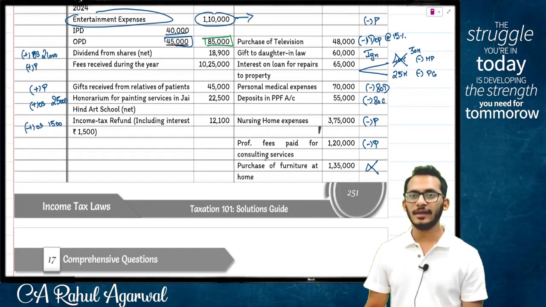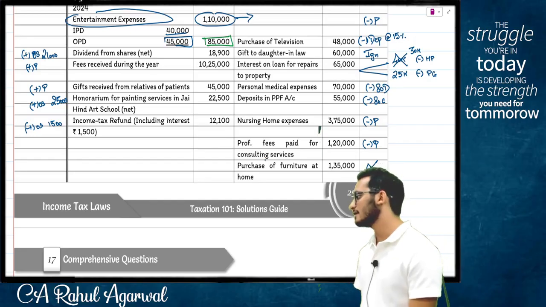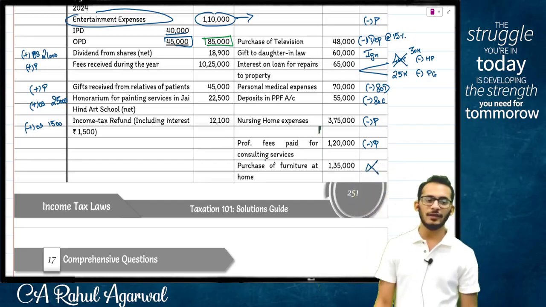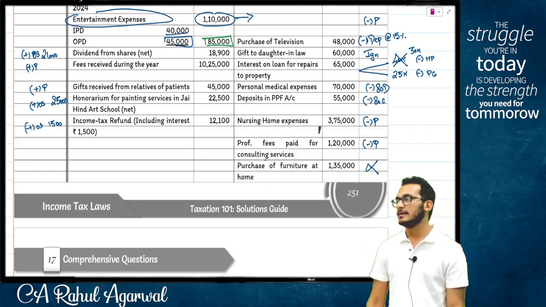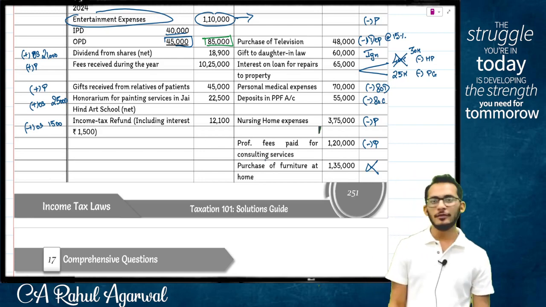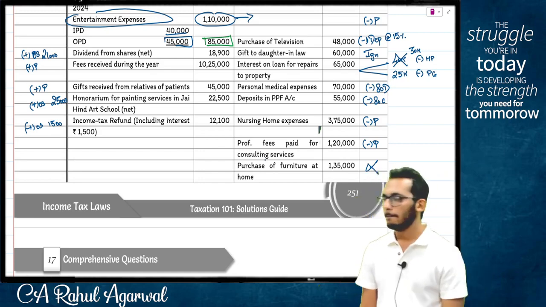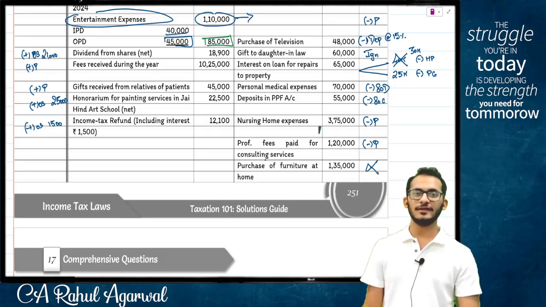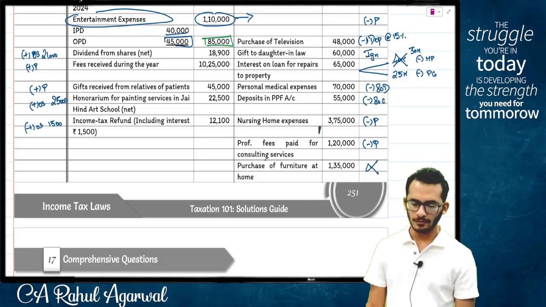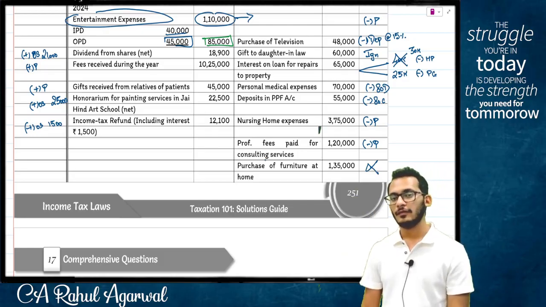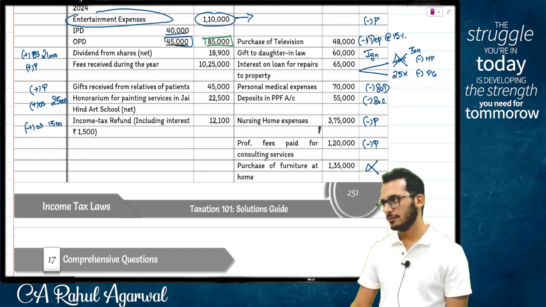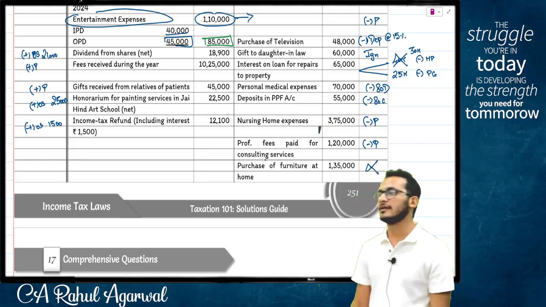Medical expenses. Second column number is... Very good. Your age is more than 60. Therefore, 50,000. Your choice. Yes. But here, people, here is the thing.